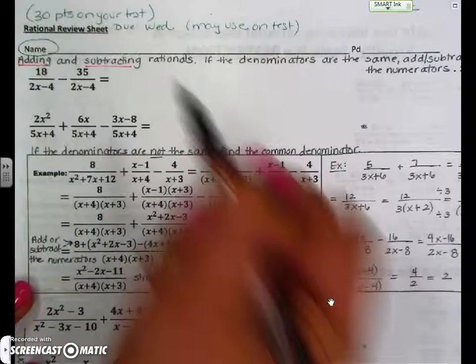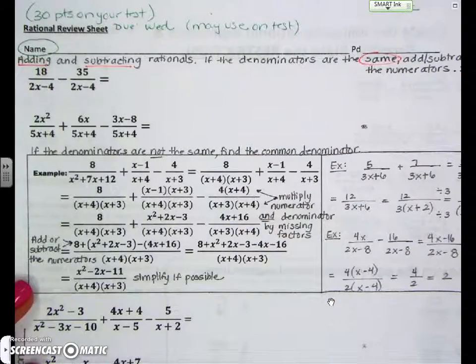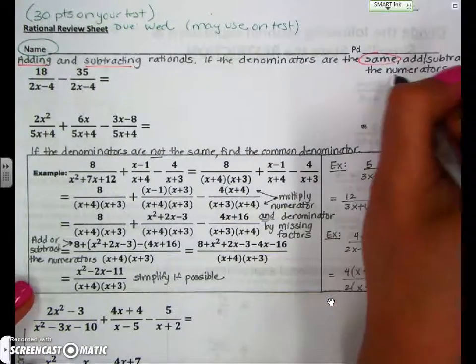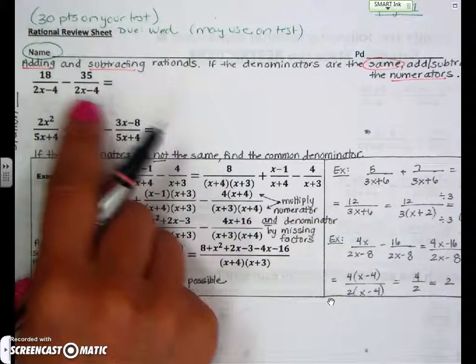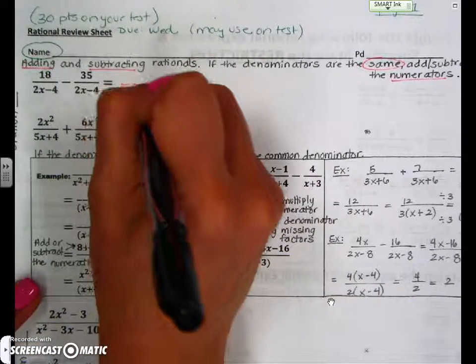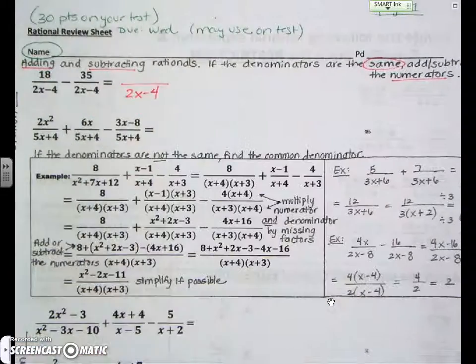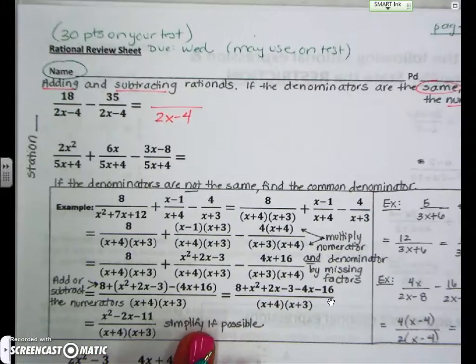When you add and subtract rationals, if the denominators are the same, then you just add and subtract the numerators. Okay, so let's look at number 1. Are my denominators the same? Yep. So all we need to do is keep the denominator the same and add the numerators. So which one's the numerator?